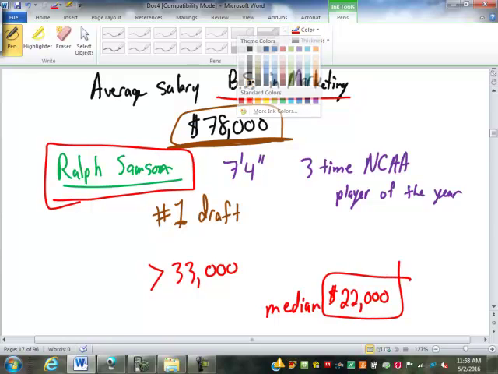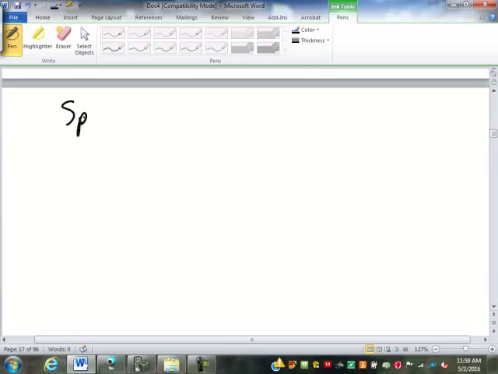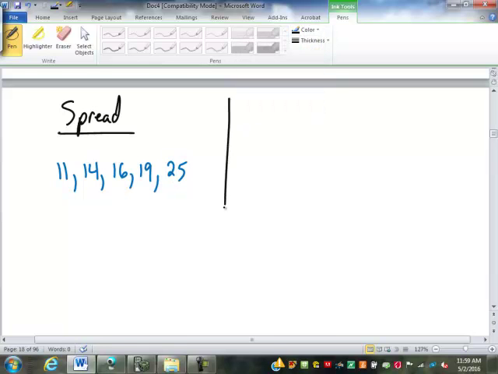Okay, so those are our measures of center. The next thing we want to get into now are those measures of spread or dispersion. So to talk about measures of spread, I'm going to put a couple of data sets up here. So there's one. And here's the second one.